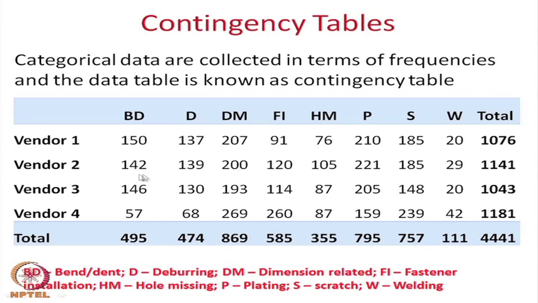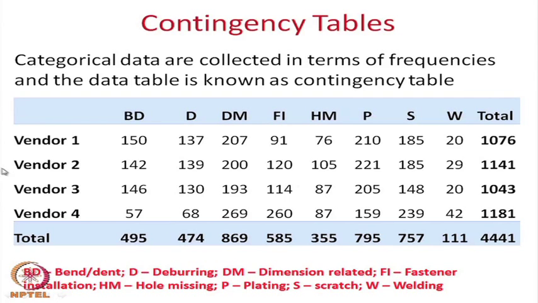Similarly, 142 are related to vendor 2, 146 to vendor 3, and 57 to vendor 4. So, if you see this particular column, you find that vendor 4 has fewer defects related to bent and dent in comparison to the other 3 vendors. That is, vendors 1, 2 and 3 are almost equally contributing towards defects related to bent and dent. In a similar manner, you will be able to find deburring defects, dimension related defects, and so on.